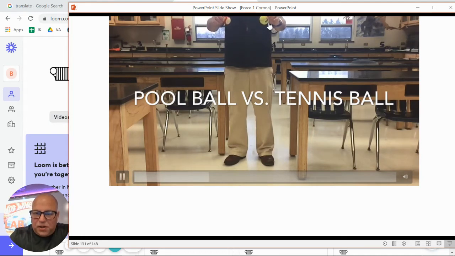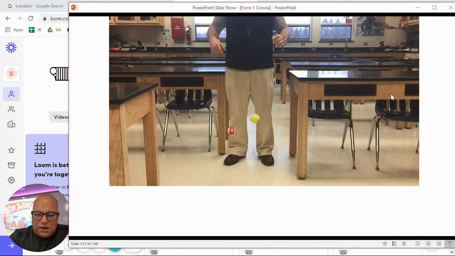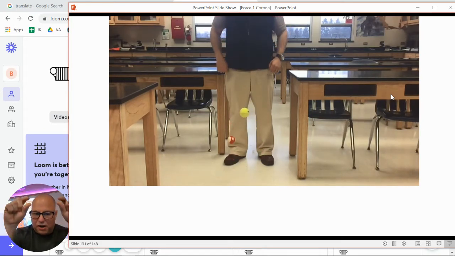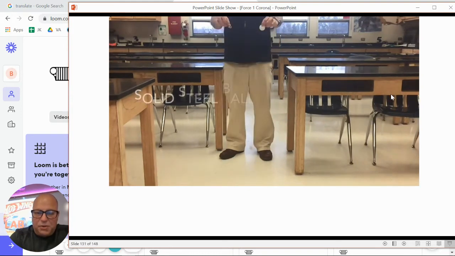Here's another example, right? Pool ball versus tennis ball. The pool ball is way heavier than the tennis ball, but they're roughly the same size. Air resistance really doesn't matter too much here, though it would matter over the long haul because one's smooth and one's fuzzy. But look, gravity pulls on them equally, right? When you see them in slow motion, gravity's pulling both of them, even though the tennis ball is really light and the pool ball is really heavy.